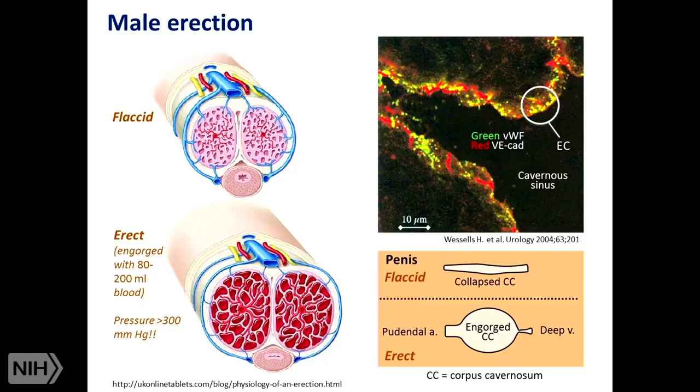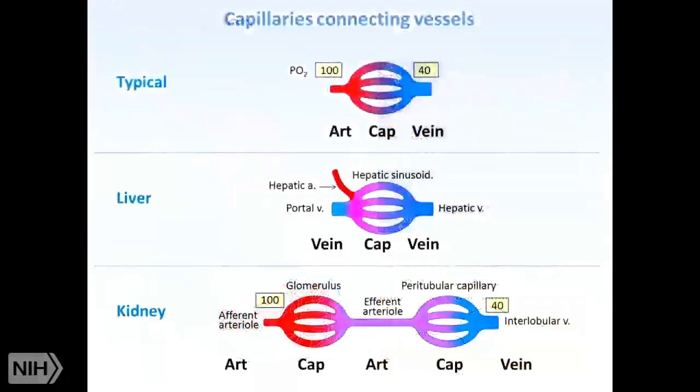Viagra works as a phosphodiesterase inhibitor by increasing cyclic GMP levels within the arteriolar smooth muscle cells, which allows increased flow of blood into this sinus space. Now, not all capillaries connect arteries to veins. For example, the hepatic sinusoids are perfused not only by the hepatic artery, but also by the portal vein, which carries deoxygenated blood, and particularly in the postprandial period, is full of partially digested food.